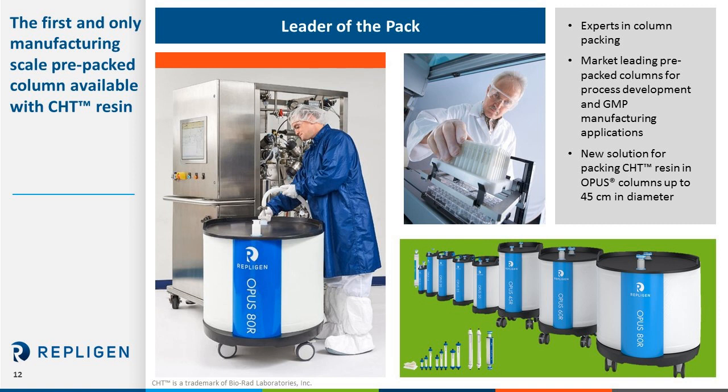Yes, so less than 5 centimeter diameters are available with our RoboColumn, MiniChrom column, and OPUS ValiChrom columns. And so these are available to complement the larger columns. And the larger columns of 5 to 45 centimeter columns are the ones where we have the new packing method. And the RoboColumn, MiniChrom column, and ValiChrom columns represent an already established method for those column sizes.